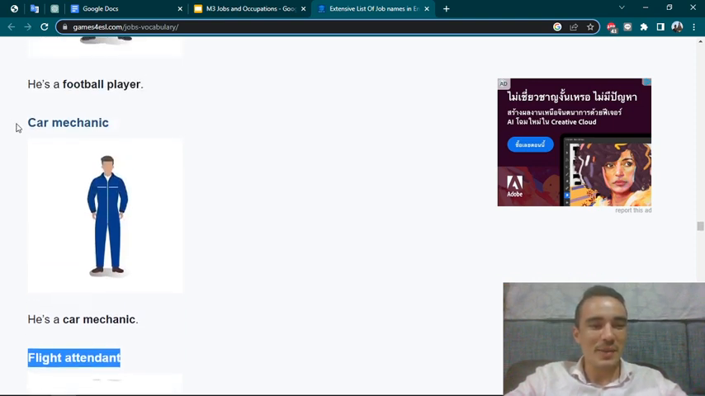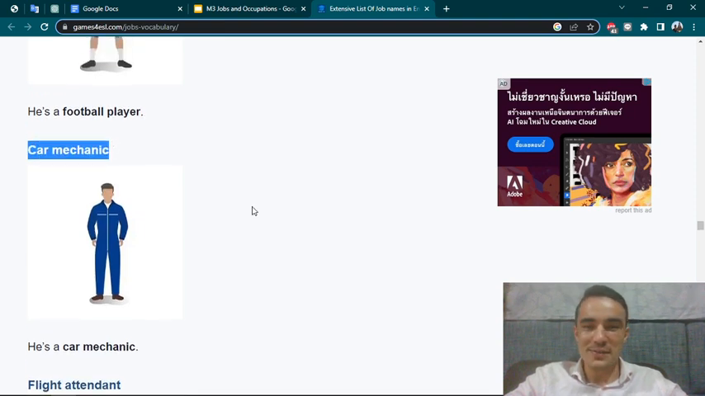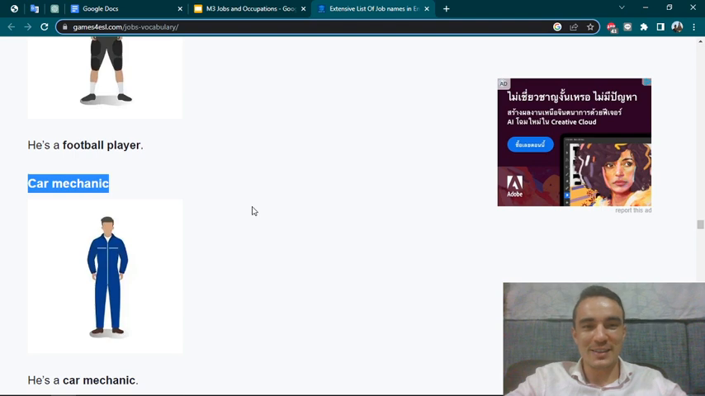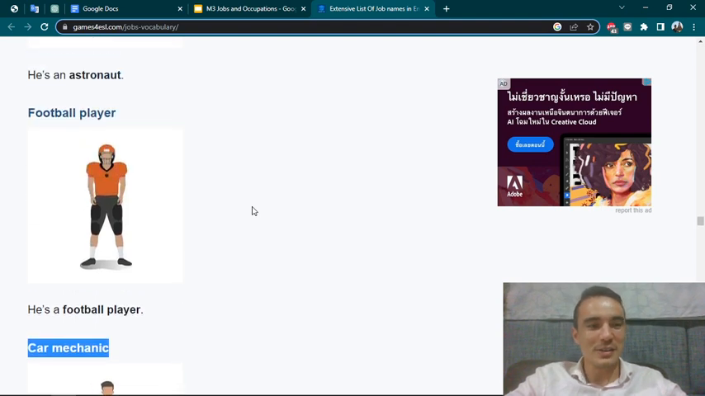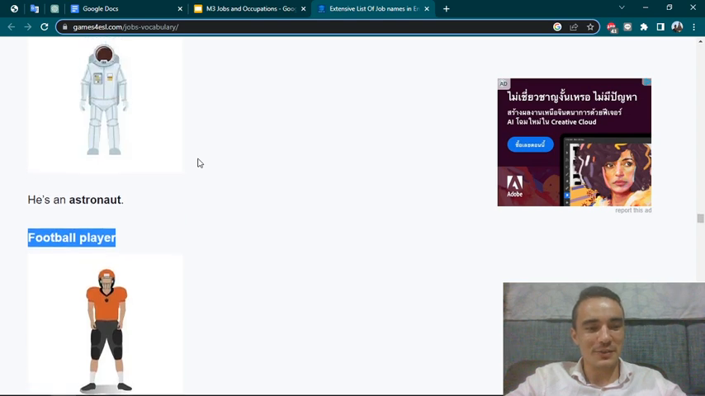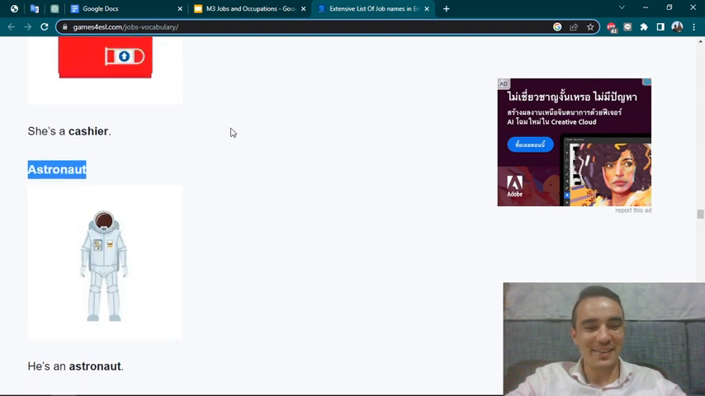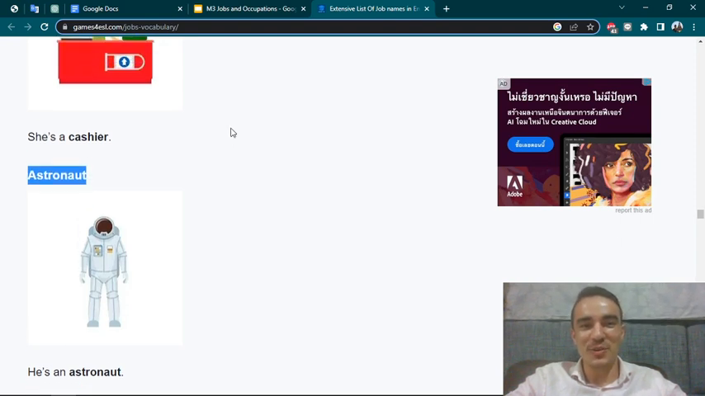And then mechanic or car mechanic. Again, this job is difficult. You need to know a lot about cars or motorcycles. And then we got a sports job, football player. Football player, if you're good at football or soccer. Then astronaut. Oh, I think this is the top job, yeah? To become an astronaut, you'll work in space.